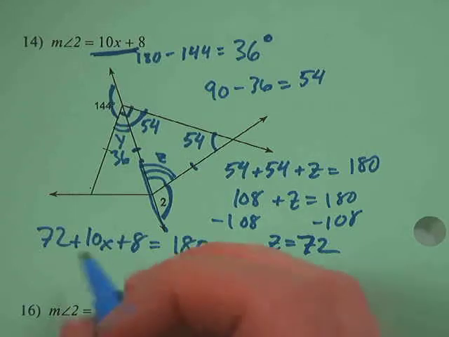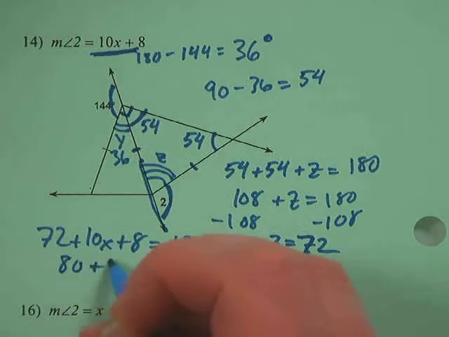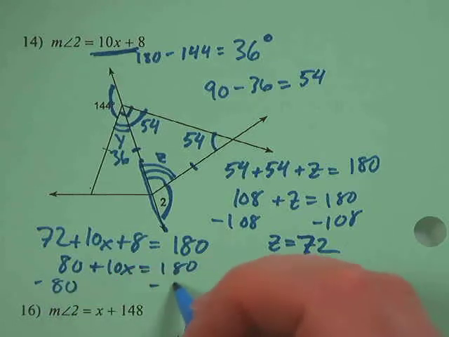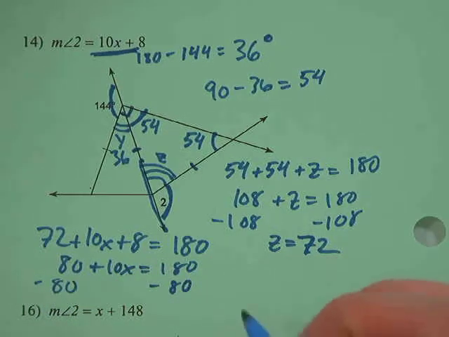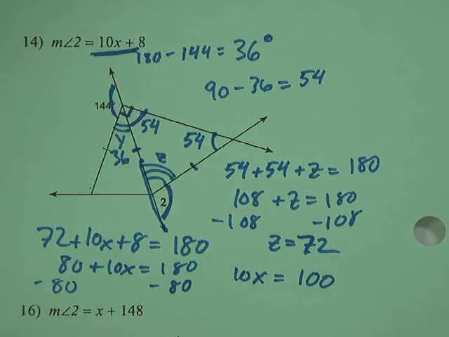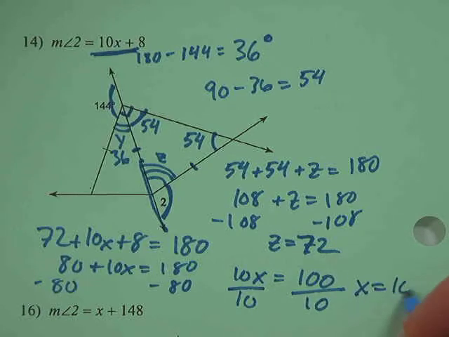So 72 and 8 add up to 80. Minus 80 on both sides. That gives us 10x equals 100. Dividing by 10 on both sides tells us that x is 10. So our answer for number 14 is that x is 10.